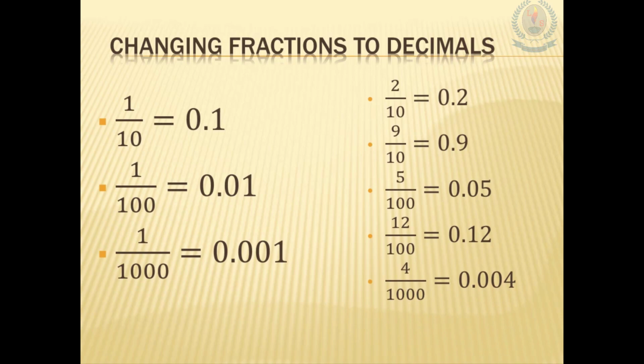1/1000 is equal to 0.001, so you can write 4/100 as 0.04. 123 hundredths you can write as 0.123.